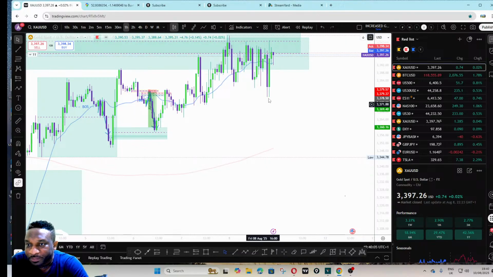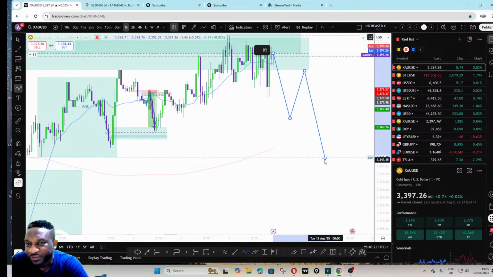So if we have a break of structure, so this is the recent low we have here. So if we have something like this, we expect price to push back to test this area and then further push down.